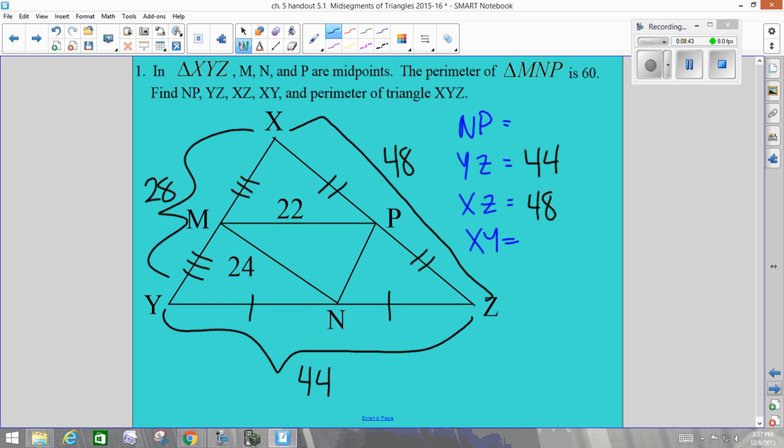Brian, how did you come up with 28? How'd you find NP? Why'd you subtract it from 60? Good. So you actually had to find NP first, right? Triangle MNP has a perimeter of 60. Remember, perimeter is the distance around. So all 3 of these need to add up to 60. So 24 and 22 gives us 46. 60 minus 46 would give us 14. Yay or nay for NP? Yay. And yay or nay for 28?